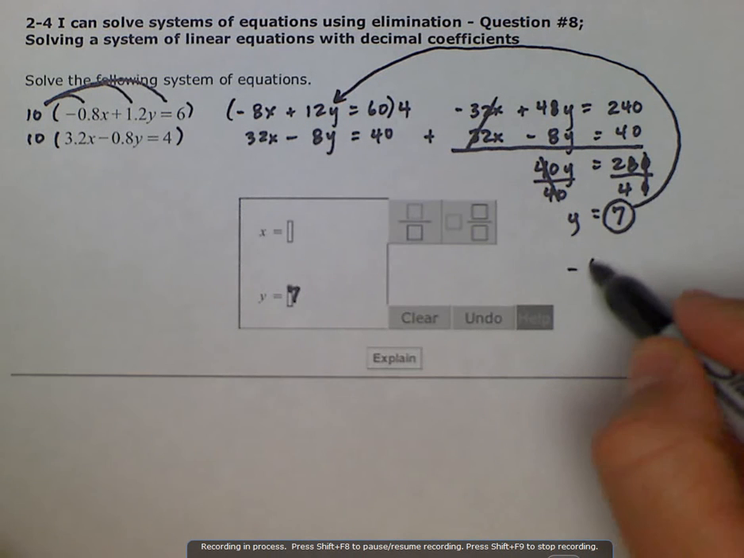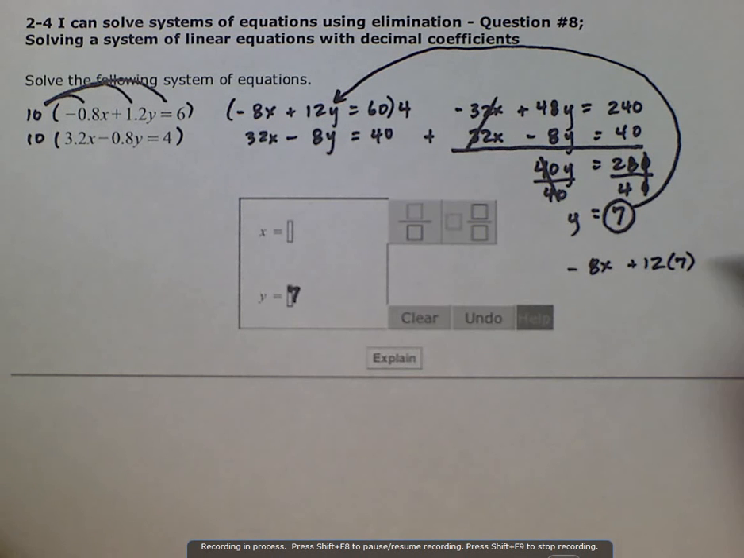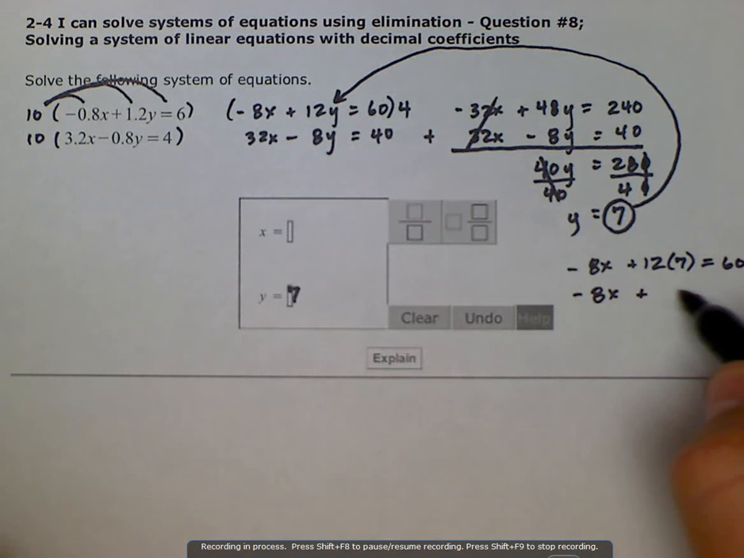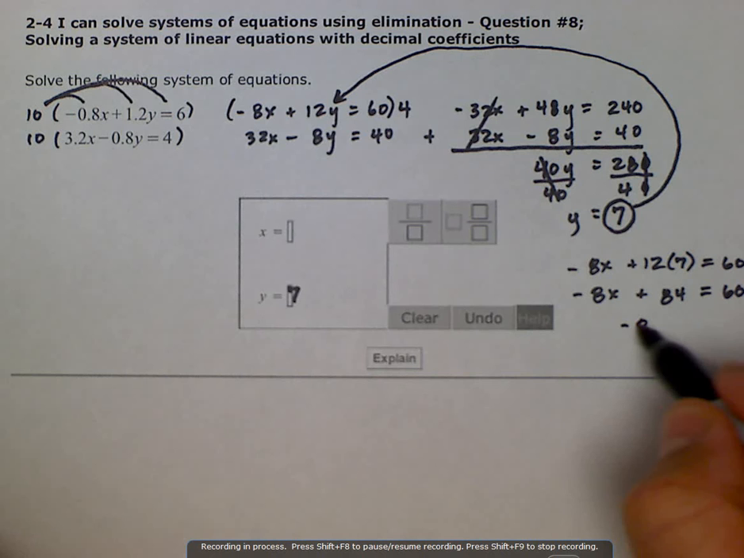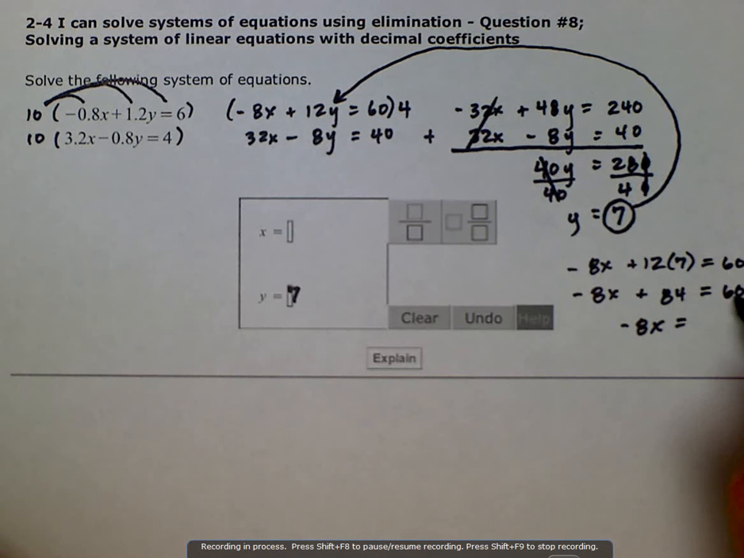So that'll give me a negative 8x plus 12 times 7, which is y, equals 60. So this will give us a negative 8x plus 84 equals 60. Then use opposite operation, subtract 84 from both sides. When I subtract 84 from this side, that cancels. When I subtract 84 from this side, I get a negative 24, giving me a negative 8x equals negative 24. Finally, divide by my coefficient, and I get x is equal to 3.